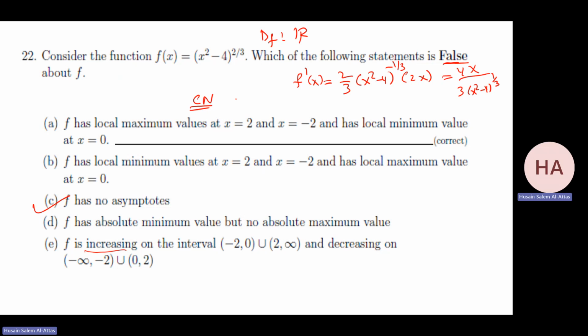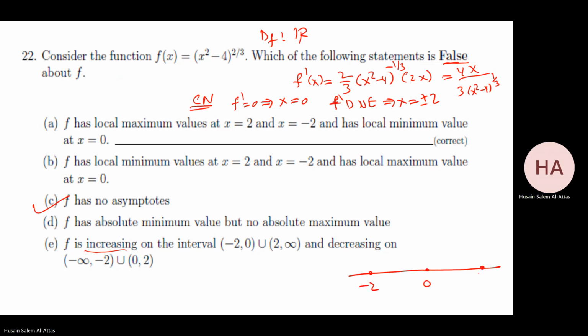I have f prime equals 0, that implies x equals 0, and f prime does not exist, that implies x equals plus or minus 2. Very clear. So I put it in one line: minus 2, 0, 2. Take a value less than minus 2, take minus 3, it will be negative over positive, that will be negative. Minus 1, it will be negative over negative, that will be positive.